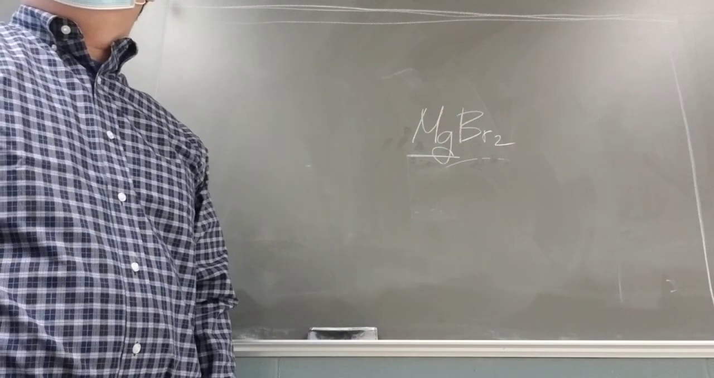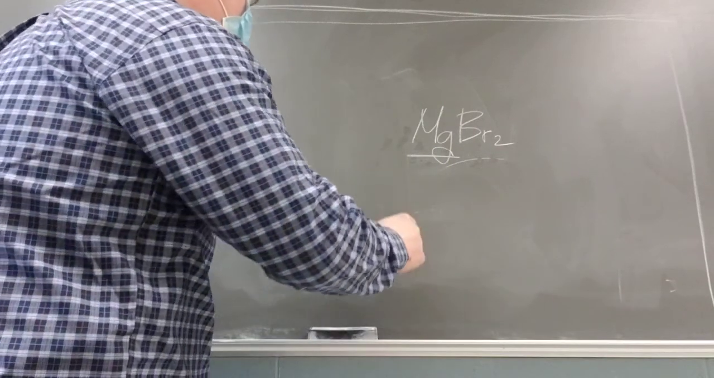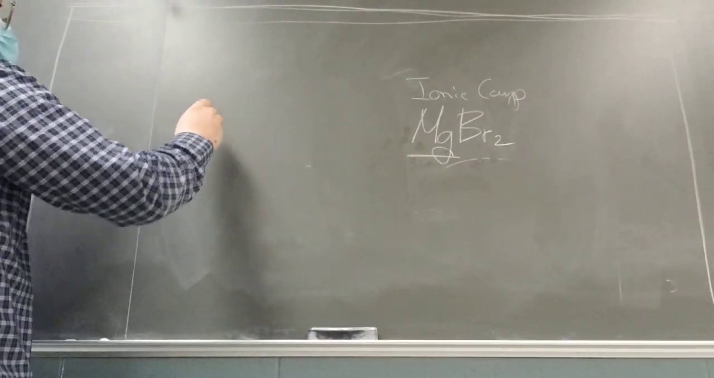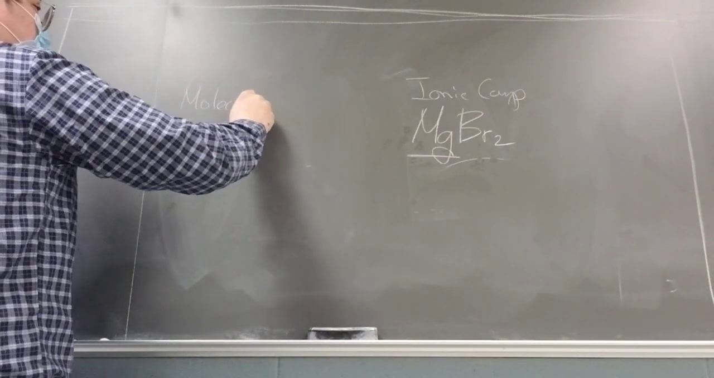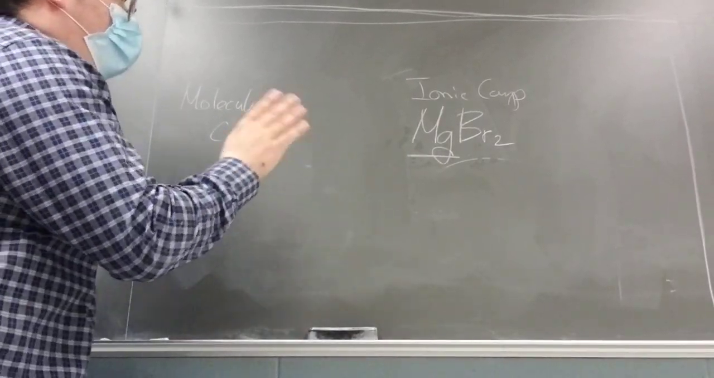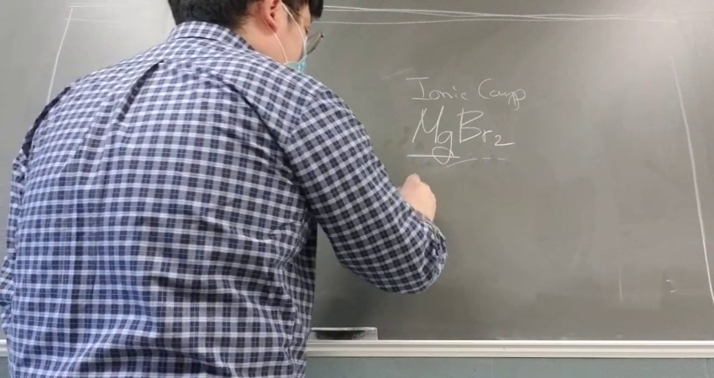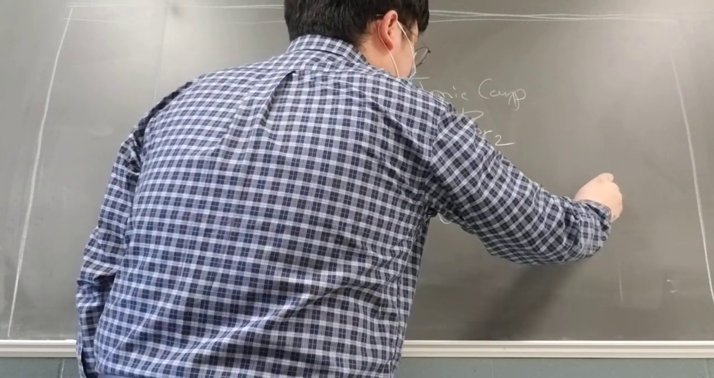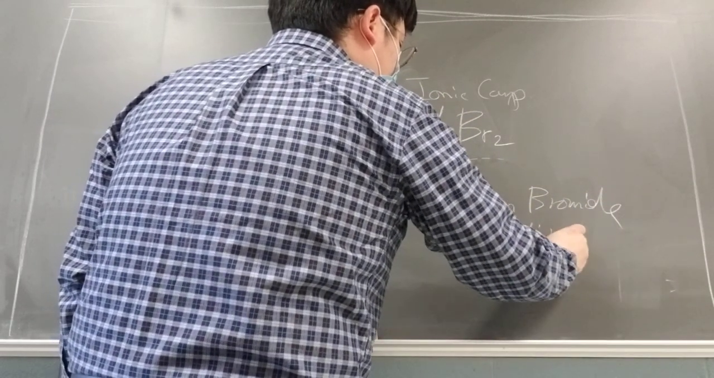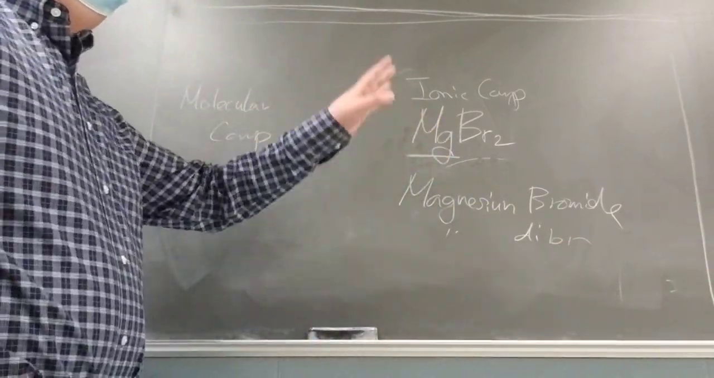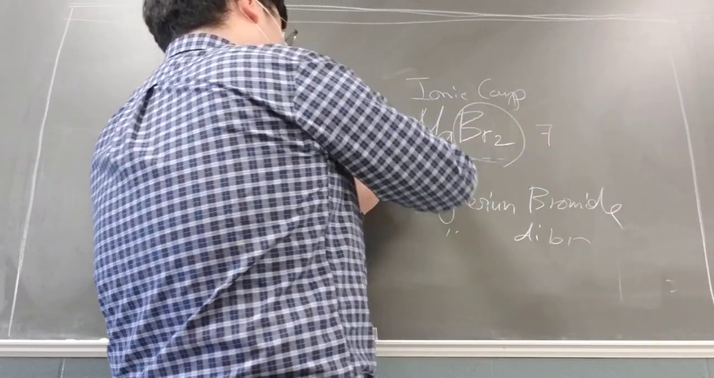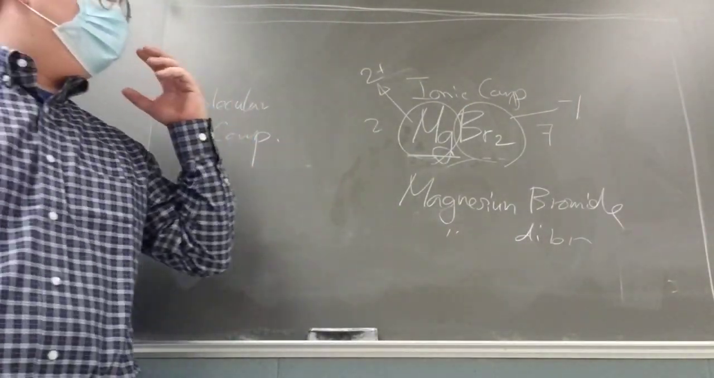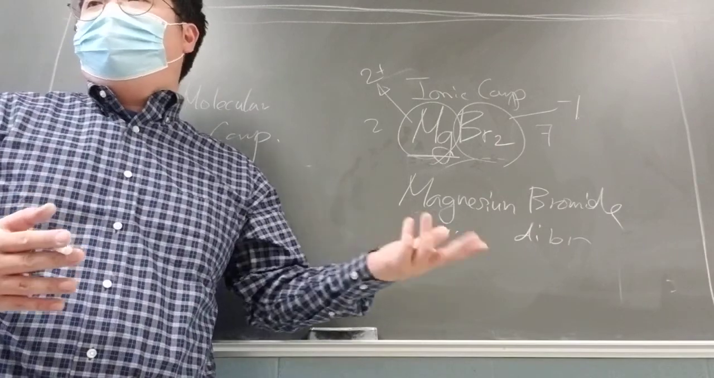Why wouldn't it be like dibromide? Oh, is that a thing? Perfect. So this is for ionic compounds, and we do that for molecular compounds. So for ionic compounds, you don't have to do it: magnesium bromide. And why wouldn't we do dibromide, right? Because if you look at this in the periodic table, this is group 7, this is group 2. So we know this would be 2 plus, this would be negative 1. Then if you just say magnesium bromide, people would know automatically there would be 2 anyway.